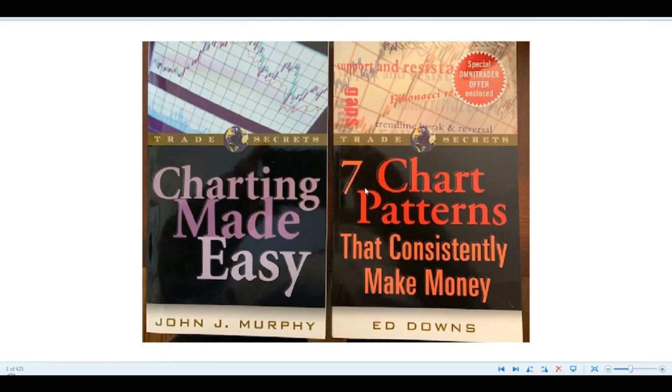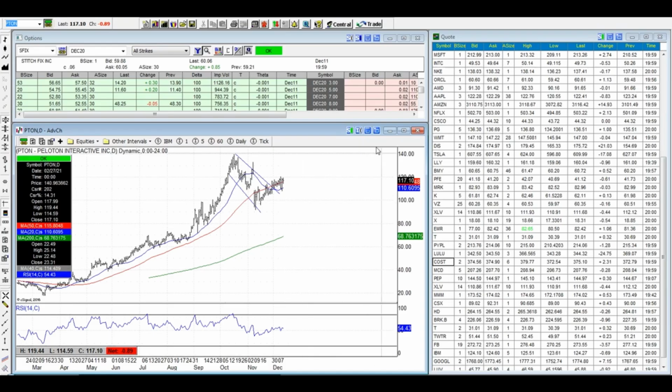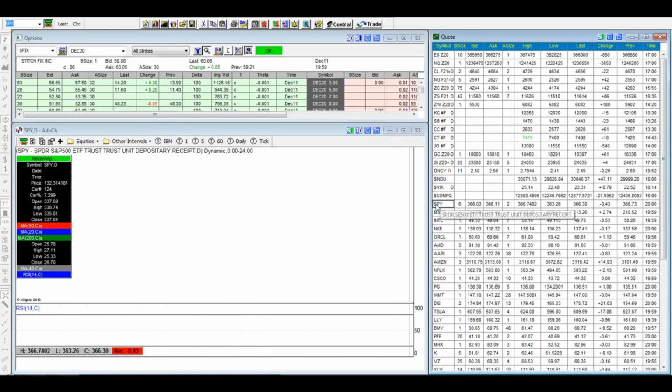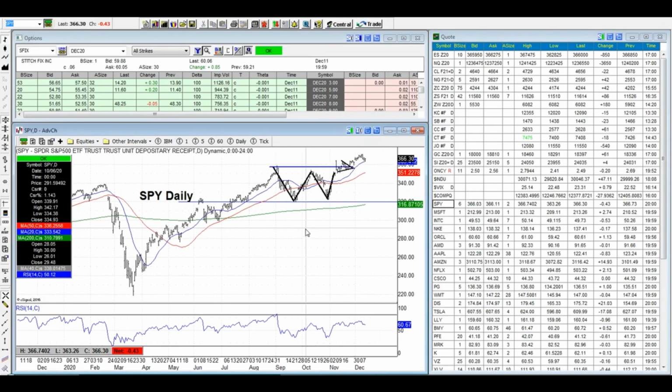Charting Made Easy and 7 Chart Patterns That Consistently Make Money, by John Murphy and Ed Downs. You can get these off of Amazon.com. Okay, so let's go back to the charts and take another look at things. So that's really your basic introduction to learning about how to read charts and technical analysis.